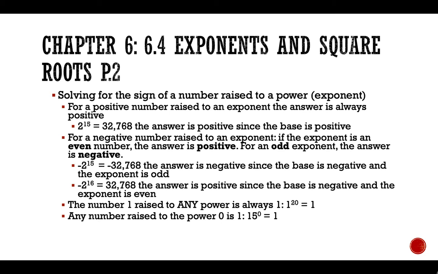As a reminder, the number 1 raised to any power is always 1. For instance, 1 raised to the 20th equals 1. And any number raised to the power 0 is 1, so 15 raised to the 0 equals 1.